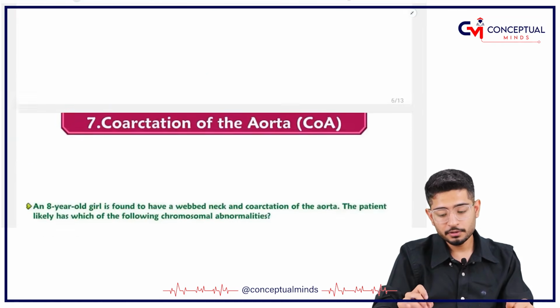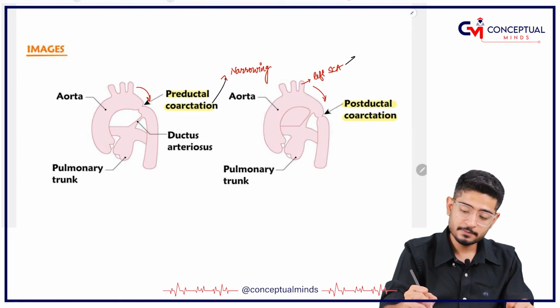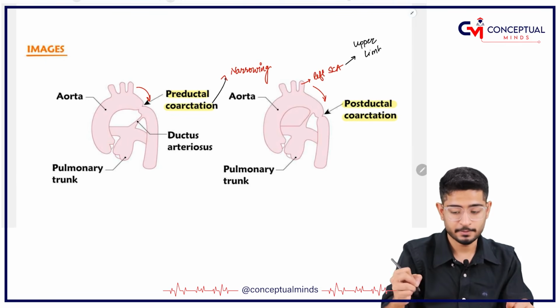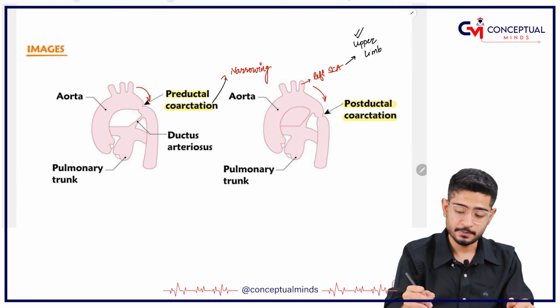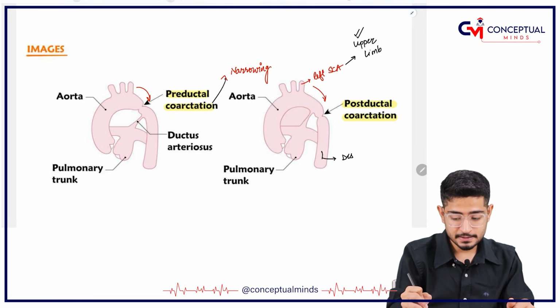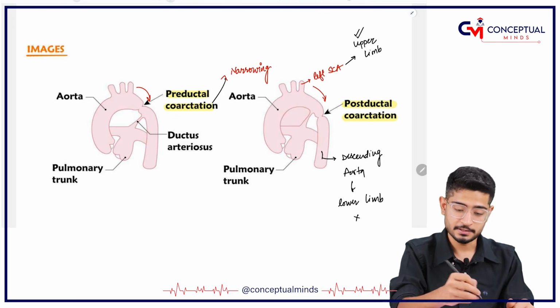Now why is it important to know that it is distal to the left subclavian artery? Because the left subclavian artery is going to supply the upper limb. So the upper limb is getting a proper supply, whereas the descending aorta is going to supply the lower limb. So the lower limb might not get proper blood supply.